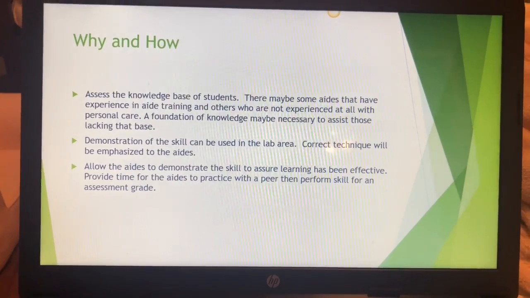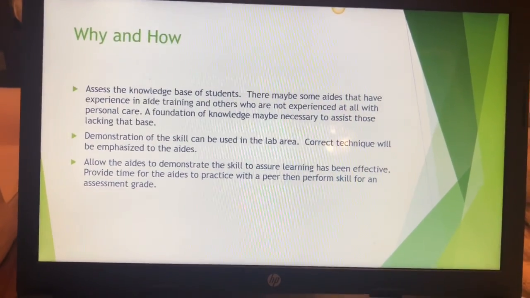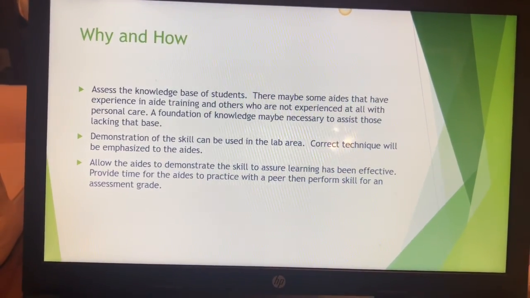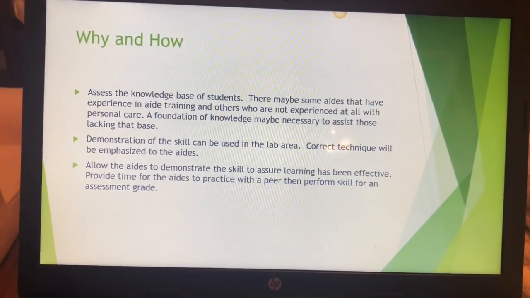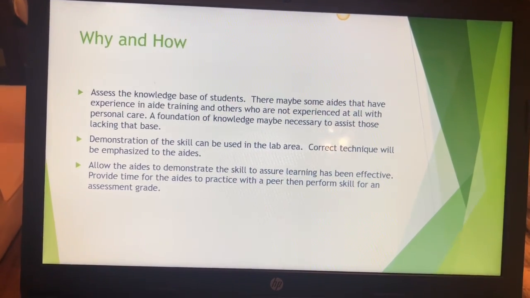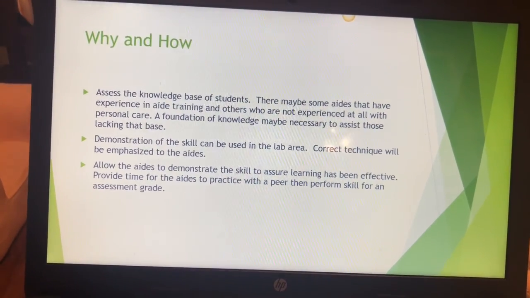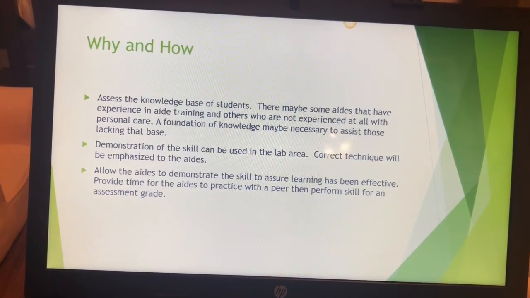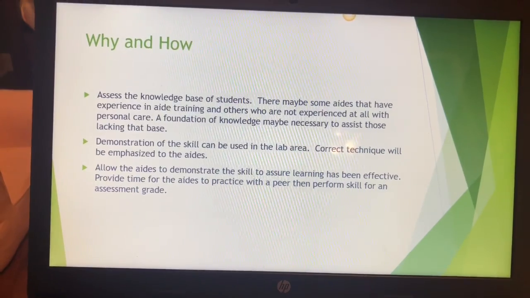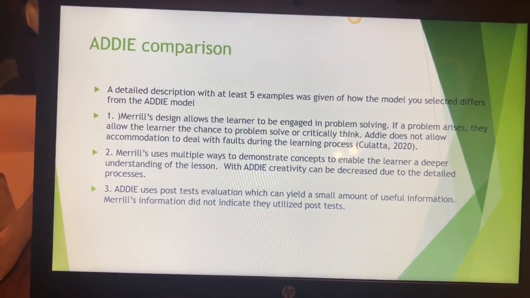Again, you're going to need to assess the knowledge base of the students. You may have some home health aides who've worked for 10, 15 years and others who have no knowledge. So you've got to look at that knowledge base and help elaborate on it so everybody's on the same level. Demonstrate the skill in the lab area, and then allow the aides to demonstrate the skill so that you know they're effectively performing it. Sometimes they can use a peer.